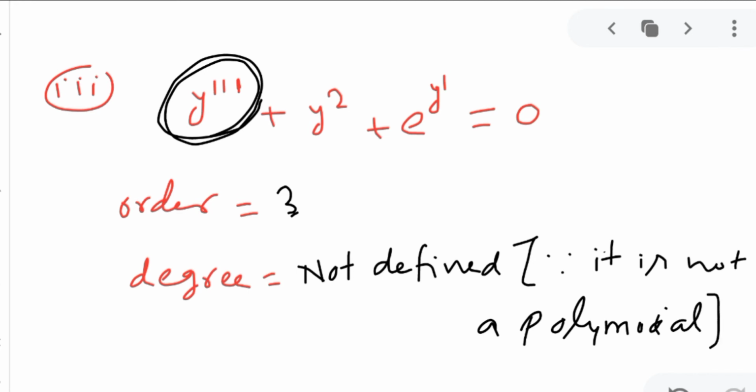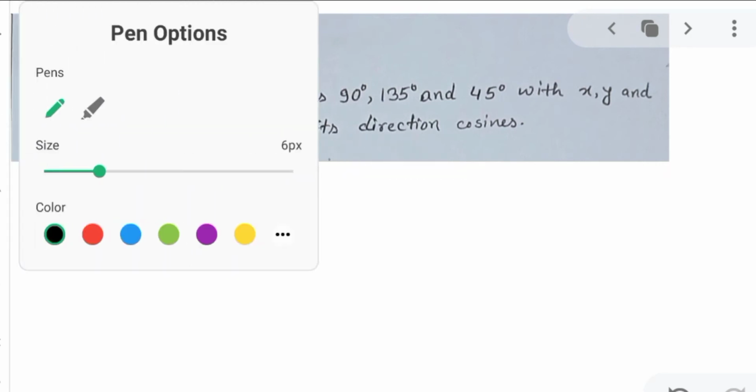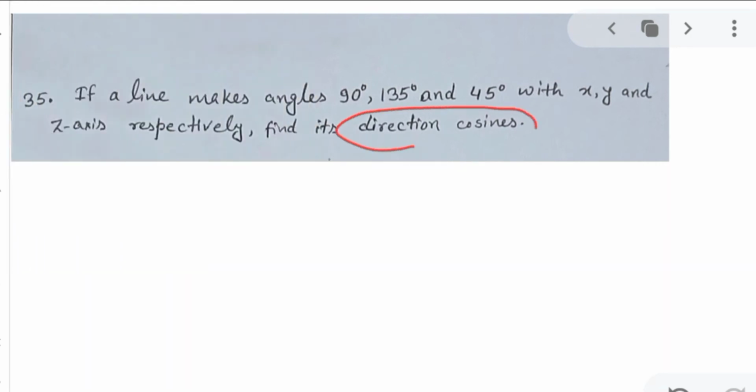Okay, so we discussed 4 or 5 types of questions. From these questions only you will get questions in the exam. Now we'll discuss the next question. The next question is question number 35. If a line makes angles 90 degree, 135 degree and 45 degree with the x-axis, y-axis and z-axis respectively, find its direction cosines. So what we have to find? We have to find the direction cosines.